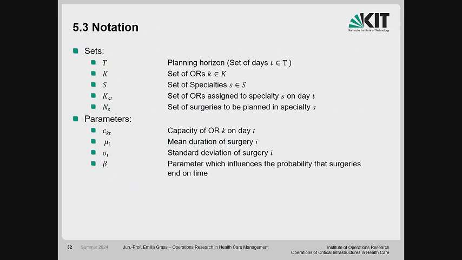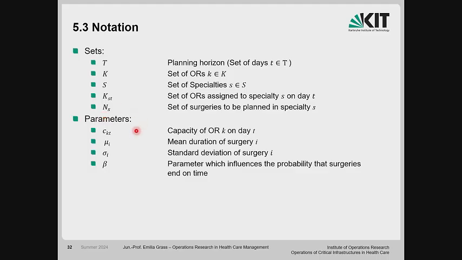Okay, the notation is as follows. We have sets. We have the time planning horizon, so the set of days T, the set of operating rooms K, the set of specialties S: oncology, pediatric, cardiology ward, and so on. K_ST is the set of operating rooms assigned to specialty S on day T, and N_S is the set of surgeries to be planned for specialty S.